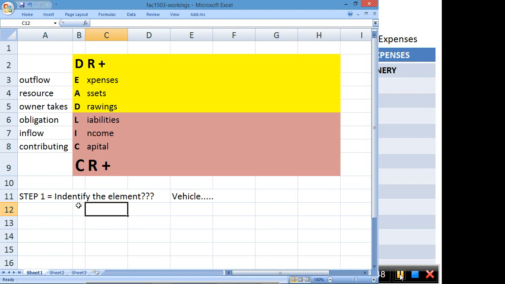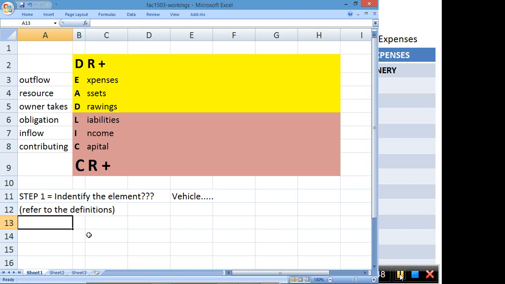How do I know what something is? Refer to the definitions. That's how I know what it is. So let's go through the definitions. Is a vehicle a resource controlled by the business arising from a past event that gives rise to future economic benefits? Yes. It's not an obligation. It's not an inflow. It's not an outflow. It's not manual assets given to the business or taken from the business.